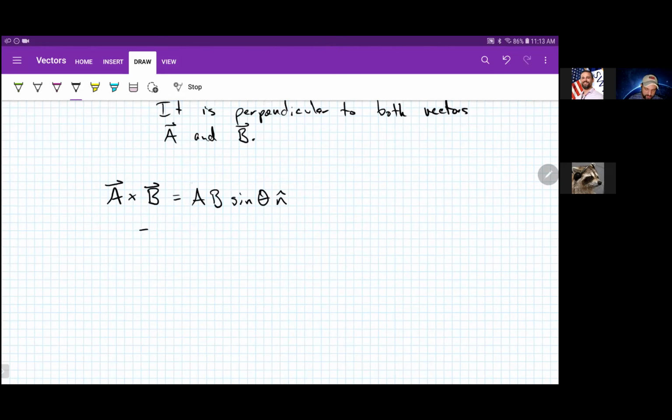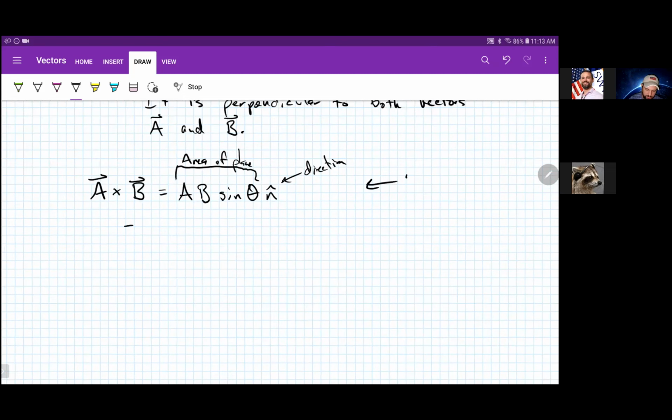Okay, so this again was the area of the plane. And this gives me the direction for that plane that's 90 degrees from that plane. So this is the cross product. All right, that's our cross product. Unlike the dot product, the cross product is another vector.